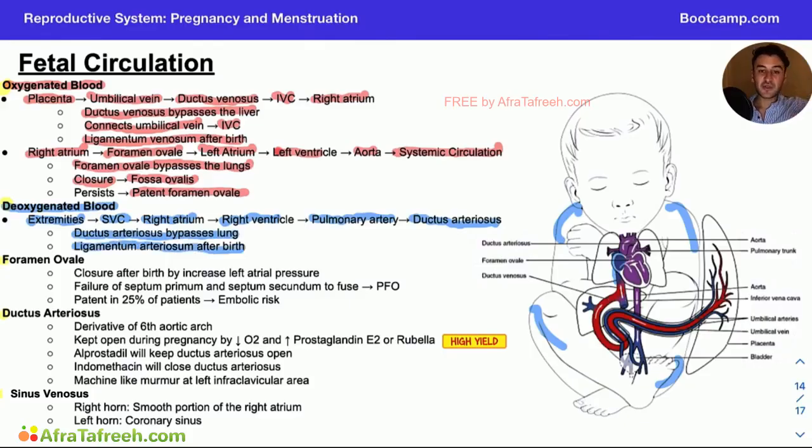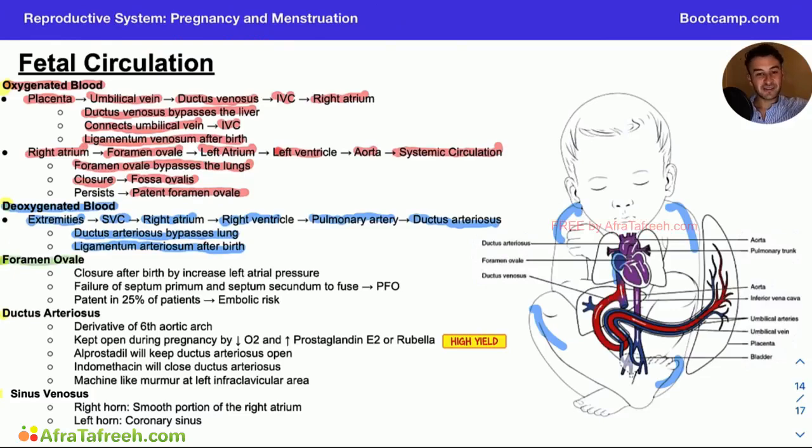So in general, the two important vascular connections to know here are going to be the foramen ovale, which allows the connection of the right atrium and the left atrium, and then we have the ductus arteriosus, which connects the pulmonary arteries to the aorta. These are both examples of right to left shunts. Now let's get into some fun details that they like to ask about on the Step 1 exam. We'll start off by talking about our foramen ovale.